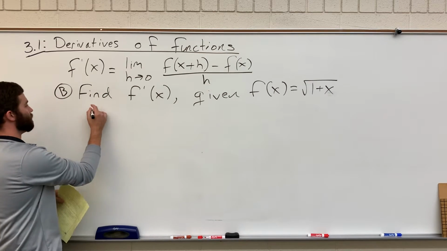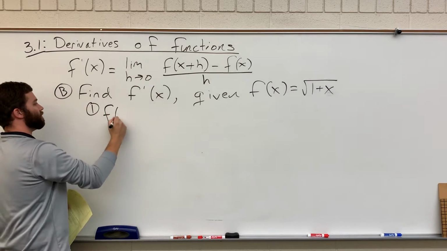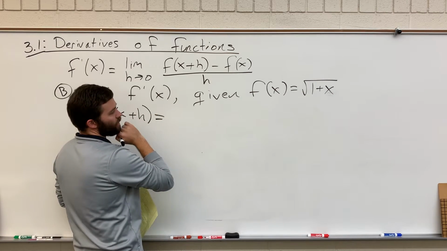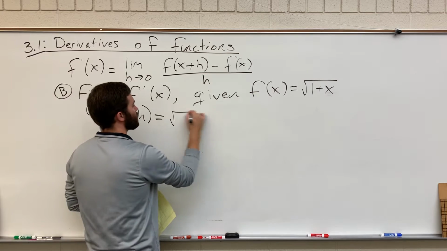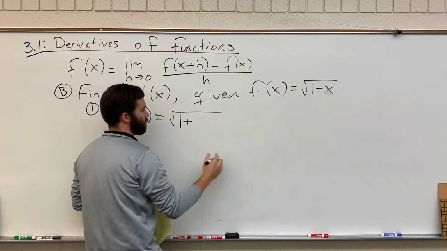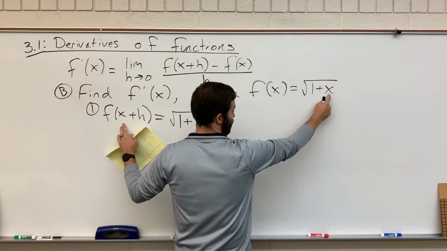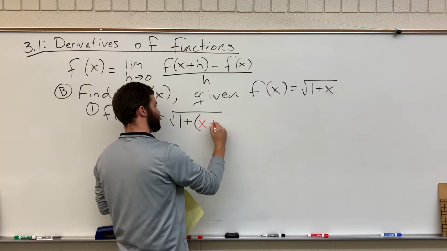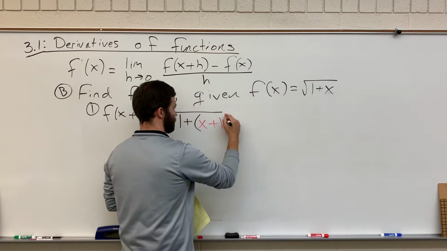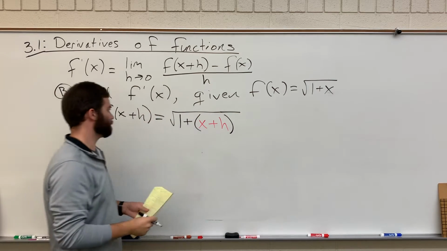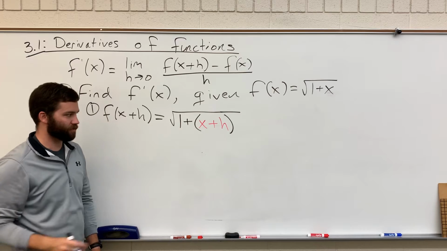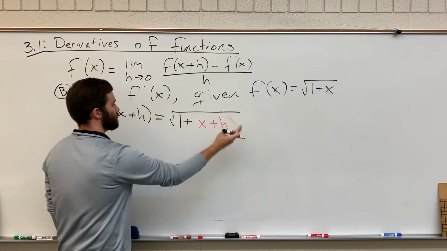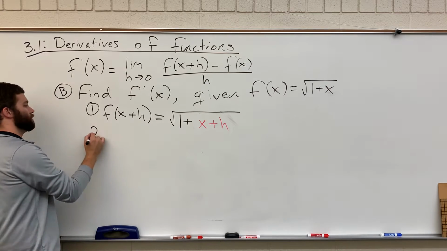Okay, so step 1 says write f of x plus h. So that is the square root of 1 plus, and we're just going to put x plus h in for x here. So plus x plus h. And there's not a lot to simplify. Turns out we don't really need those parentheses. Okay, so that's it.